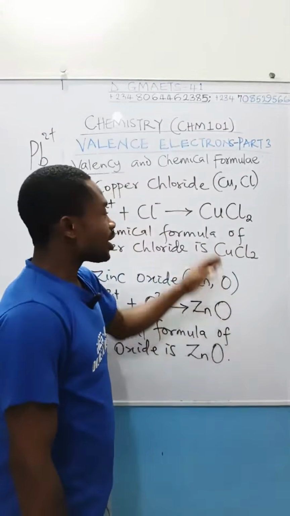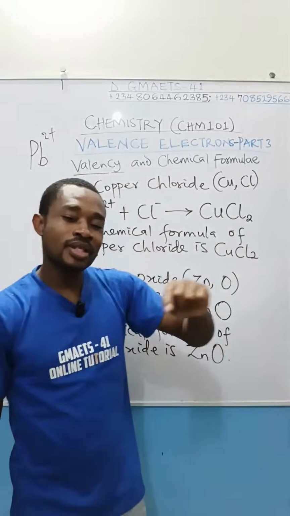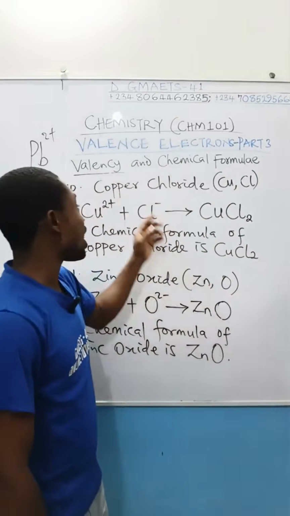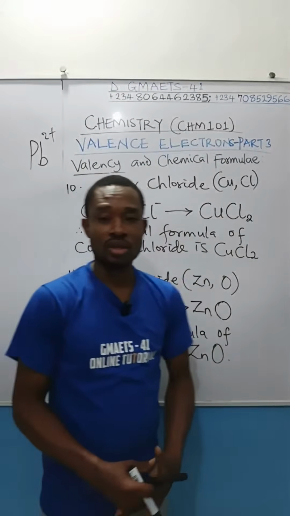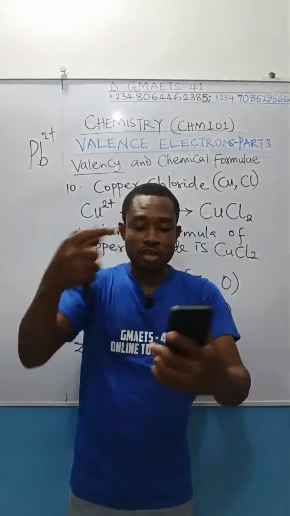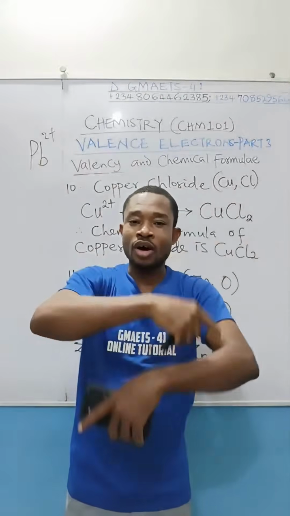Now, we learned how to get the atomicities of the elements in the compound. We said that the atomicities are obtained from valency. What happens? Interchange of what? Valency.